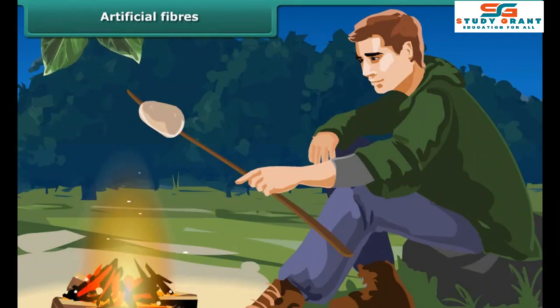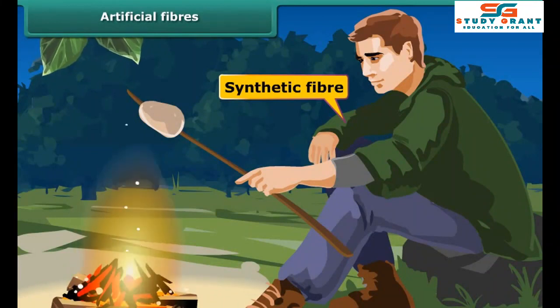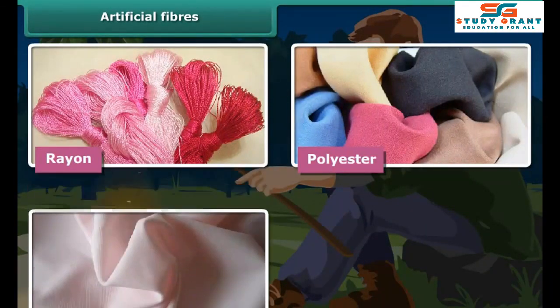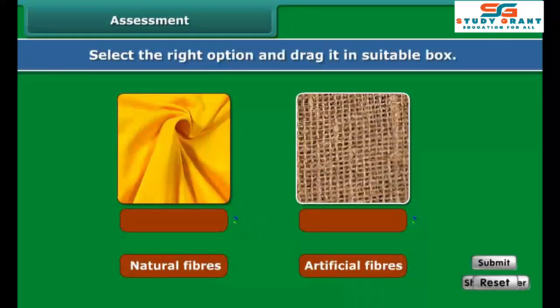Artificial fibers. You might have heard that we should not wear synthetic clothes while working near fire. What are the synthetic clothes made of? Well, these clothes have yarns of man-made artificial fibers. These fibers catch fire very easily. Some examples of synthetic fibers are rayon, polyester, nylon, terylene. Select the right option and drag it in the suitable box.